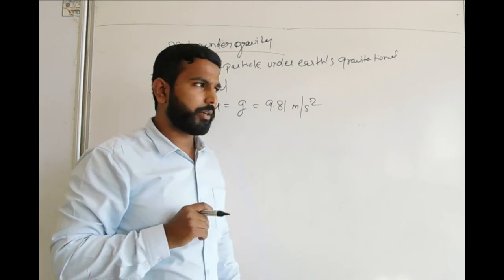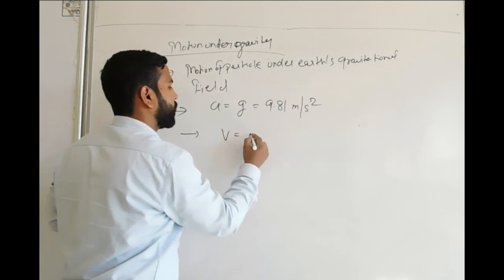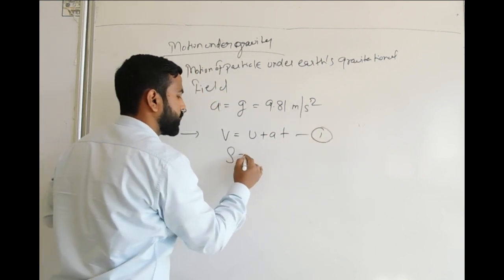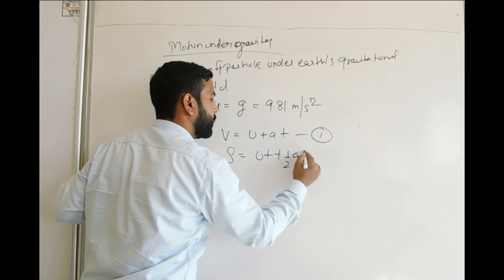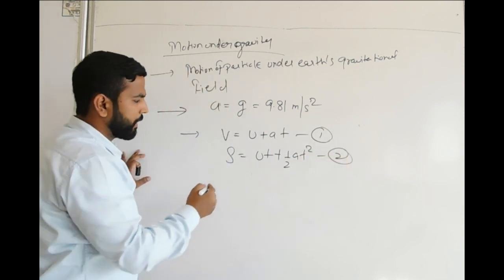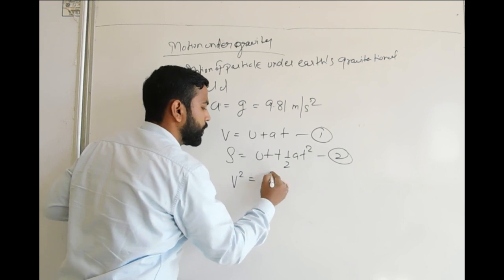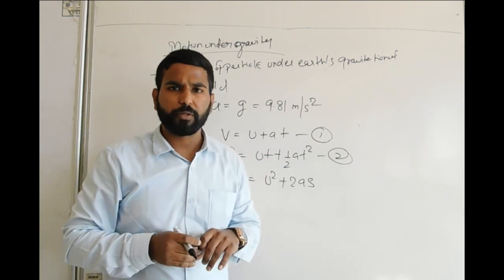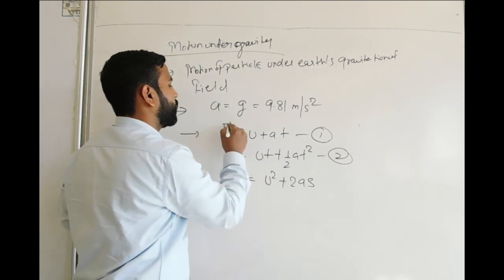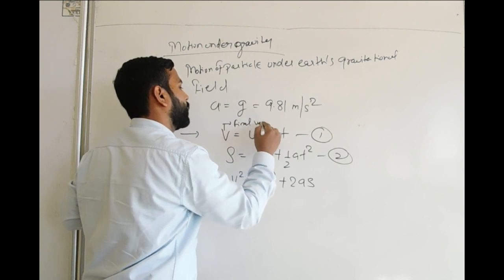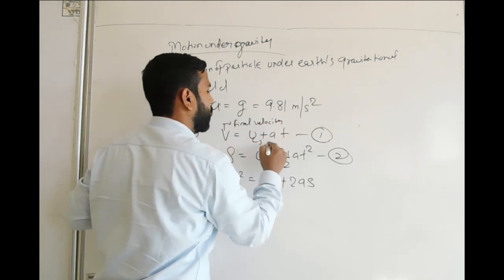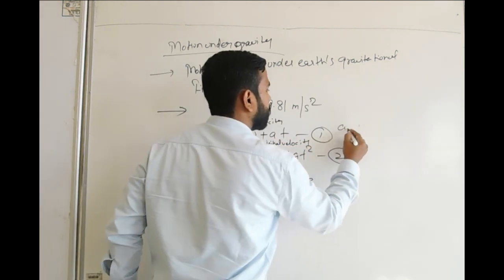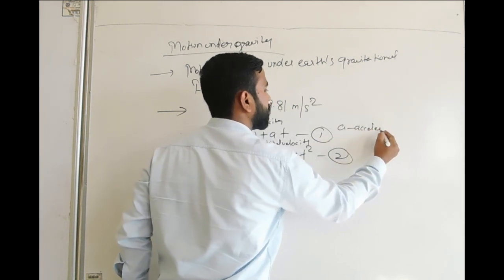We can apply the three equations of motion written as v is equal to u plus at, the first equation of motion. Second is s is equal to ut plus half at square, the second equation of motion. Third is v square is equal to u square plus 2as. Let us discuss the notations, where v stands for the final velocity, u stands for initial velocity, and a is the symbol of acceleration of the particle.